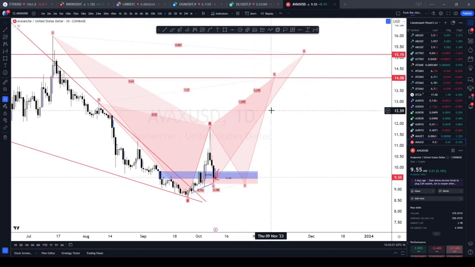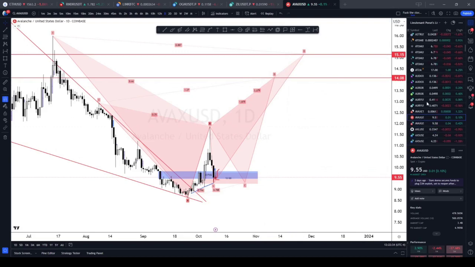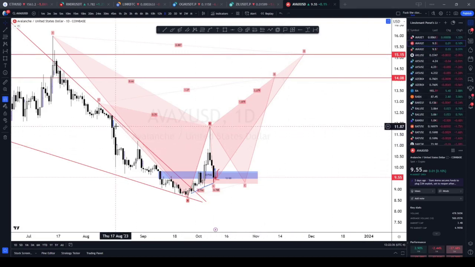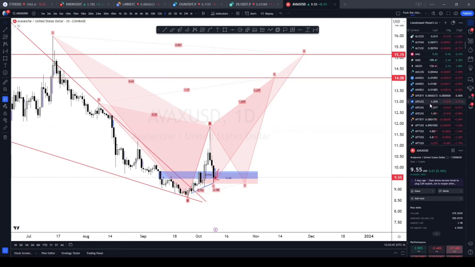Couple harmonics here too. If we do get a big push, this is what I would be expecting for AVAX, potentially up to like $14, $15. We also have another fair value gap here around 11.87, so be careful of that level.